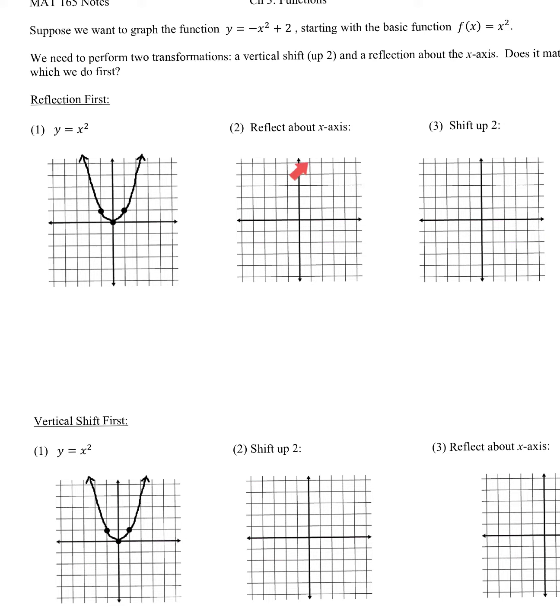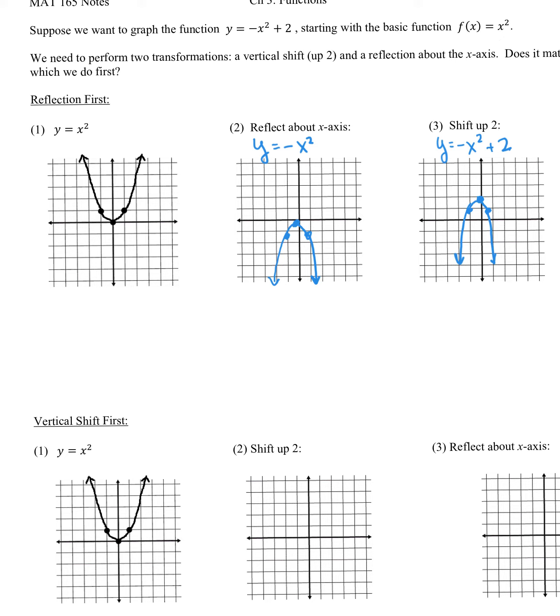If we're to reflect this about the x-axis, our graph would look like this, and our function would be negative x squared. In the next part of the graph, they want us to also shift this up 2 places. So our graph would look something like that, and our function would be negative x squared plus 2.